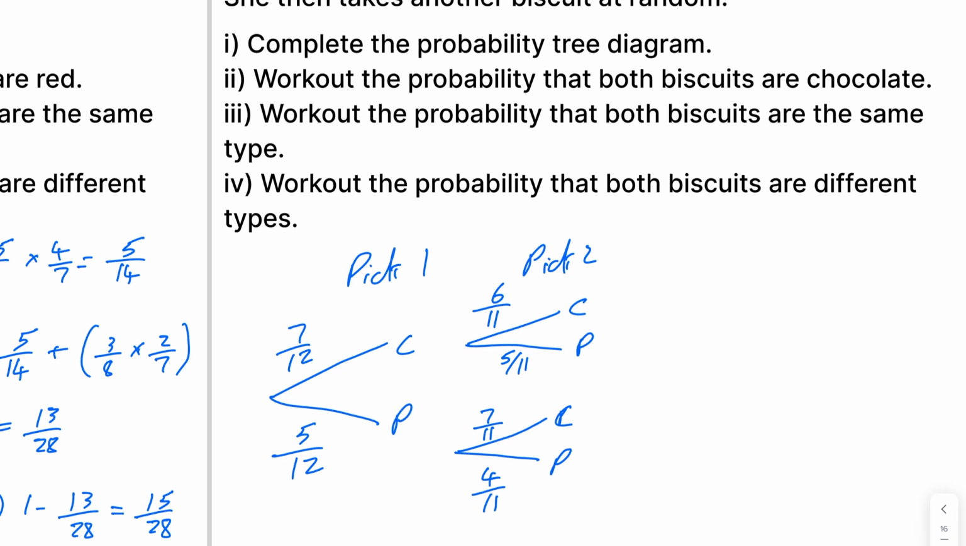So that is that done. Now it says work out the probability that both biscuits are chocolate. That is just going to be chocolate and chocolate. So that's 7 out of 12 times 6 out of 11. That's 7 out of 22.